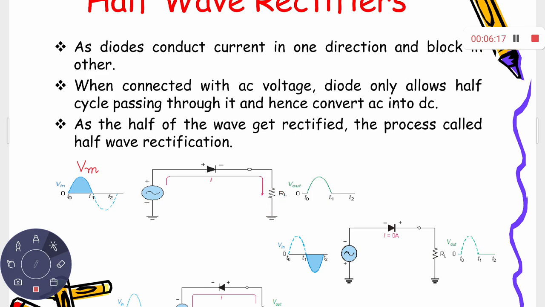Now, if it is an ideal diode, it possesses all those three properties: VD on is 0, R on is 0, R off is infinite. What you find is, when the input is in this region, that means the input is just greater than 0, the diode is forward biased. If the diode is forward biased, you understand that this will act as a short circuit.